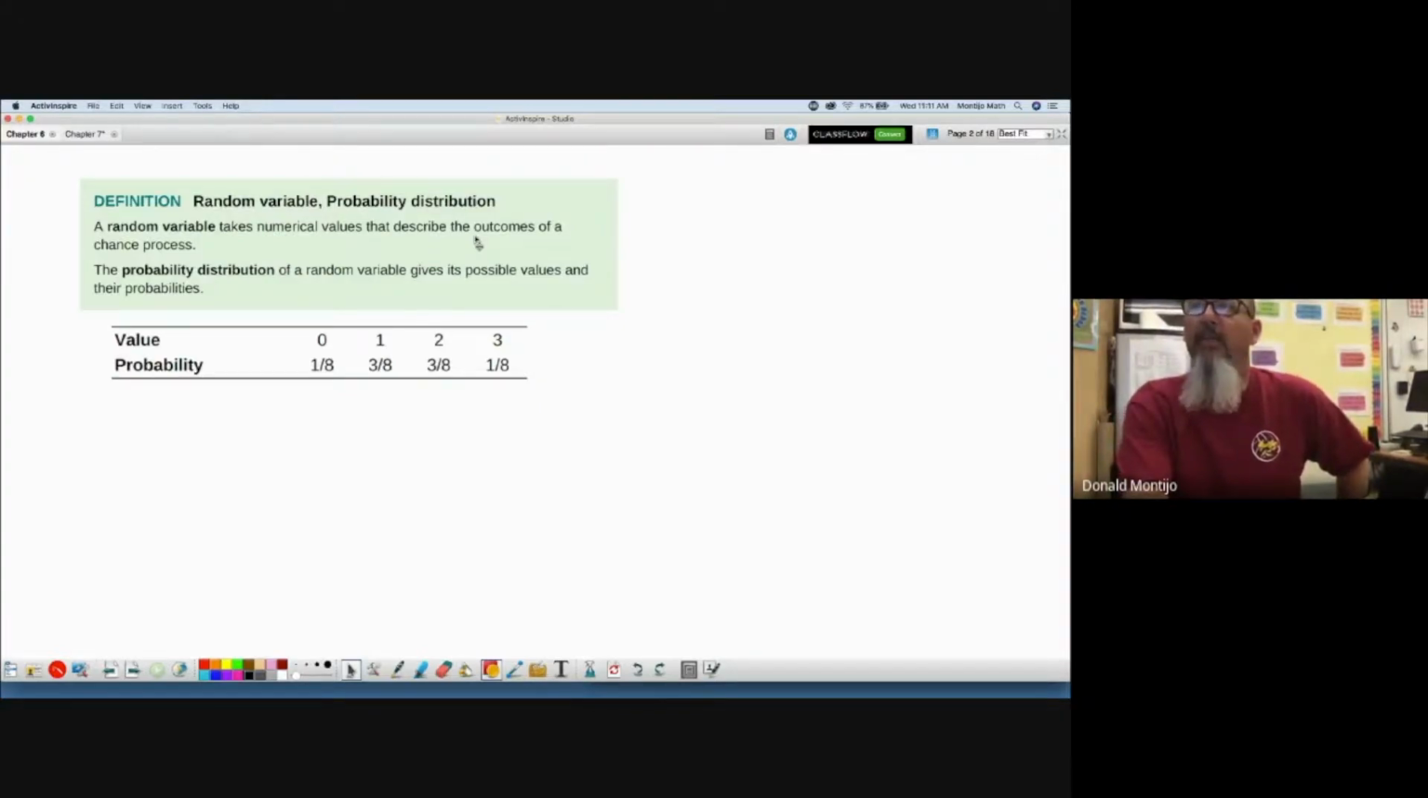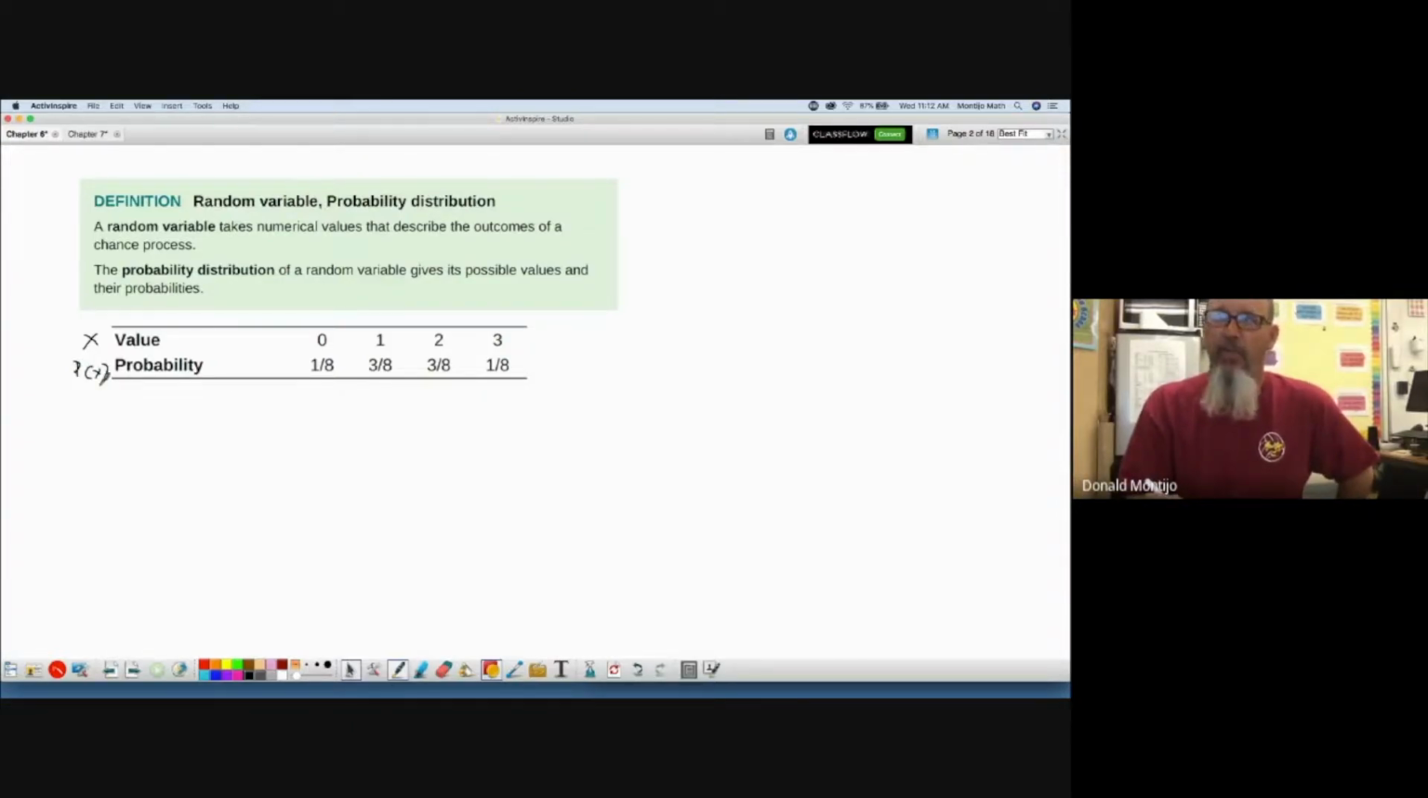So, what is a random variable? It just takes on numerical values. It describes the outcomes of some sort of chance process. And to describe a random variable, first we will make a probability distribution. A probability distribution gives all the values of X and the probability of that value. So these would be all of our X values, and these would be the probabilities that correspond to those values.